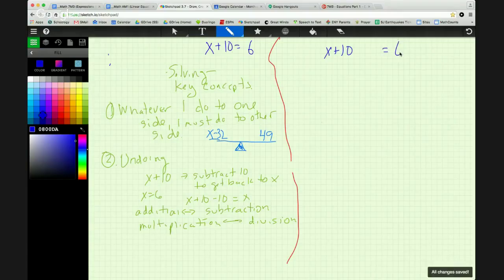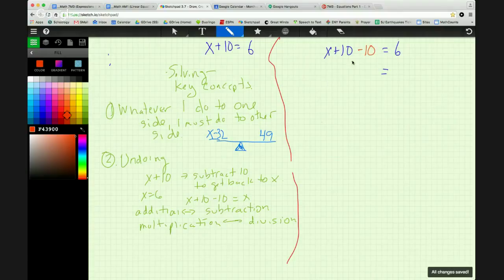equals 6. So I want you to think about what undoes addition and what undoes adding 10. What can get me back to x? And I will pause the video and then come back. So pause. Okay, now I assume you paused. And if you add 10, you're right. For those of you who said undoing addition is undone with subtraction.